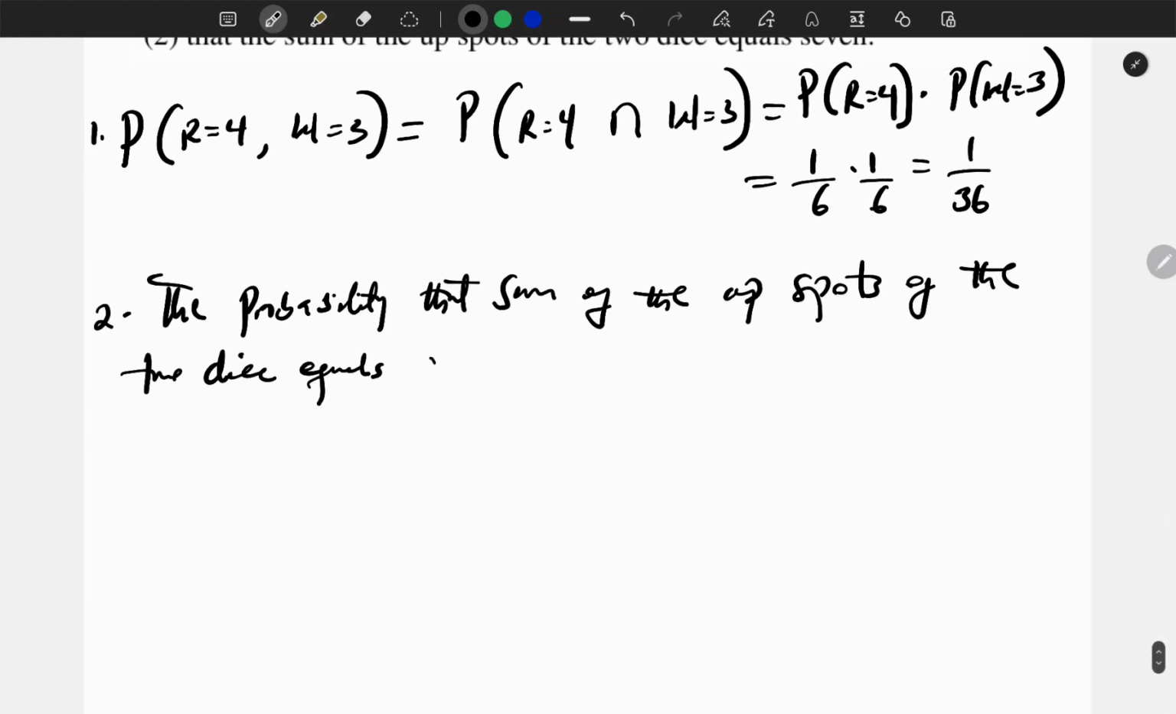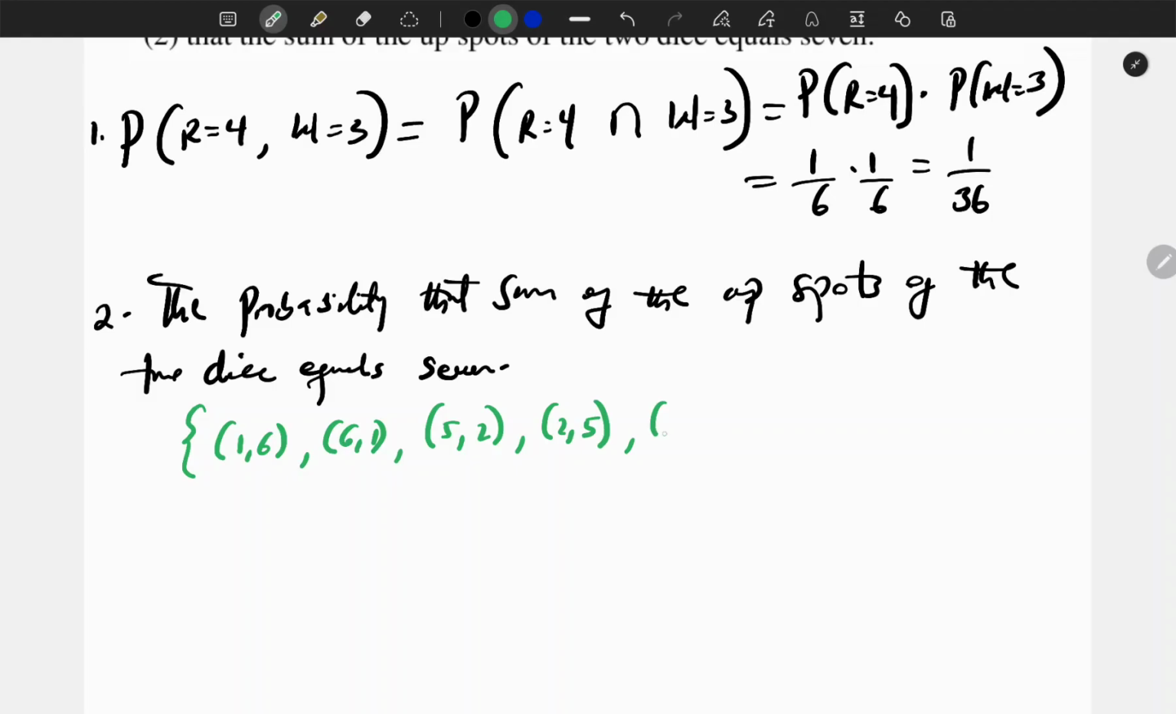And we are going to list the possible outcomes for that. You see we are going to have (1,6), (6,1), (5,2), (2,5), (4,3), and (3,4). What else? That's all.